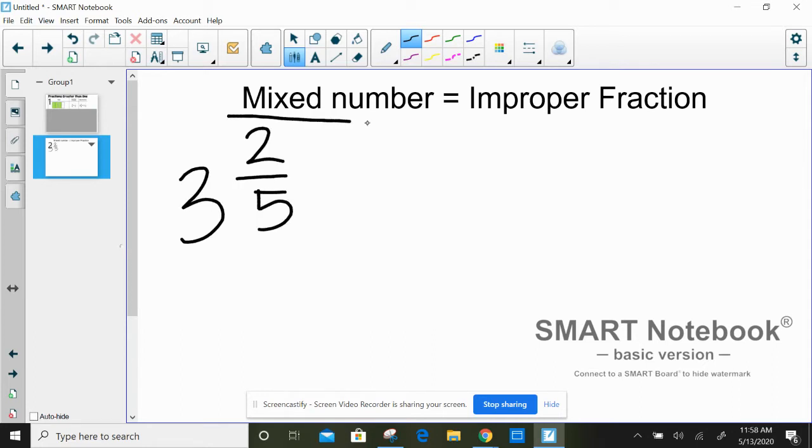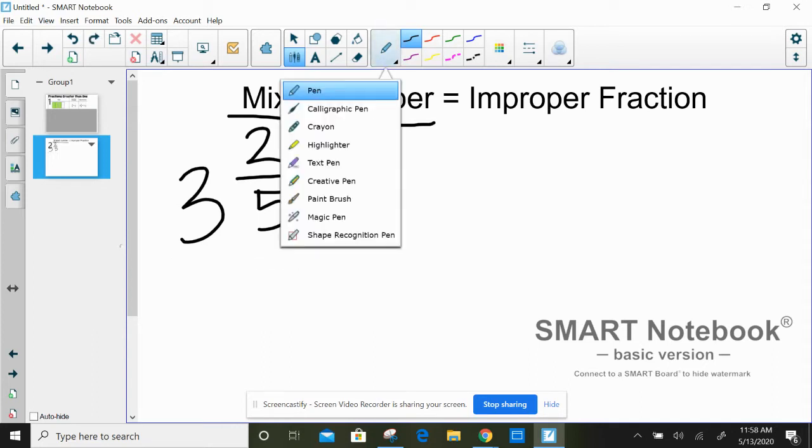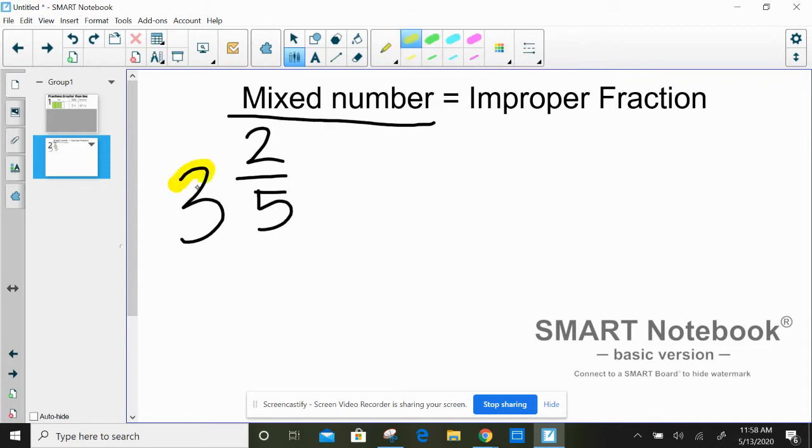because this is a mixed number, right? We're mixing a whole number. Our whole number here is 3 with a fraction, 2/5. A mixed number just means you're mixing up whole numbers and fractions, okay? So I'm going to take this mixed number in yellow, and I'm going to convert it to an improper fraction.